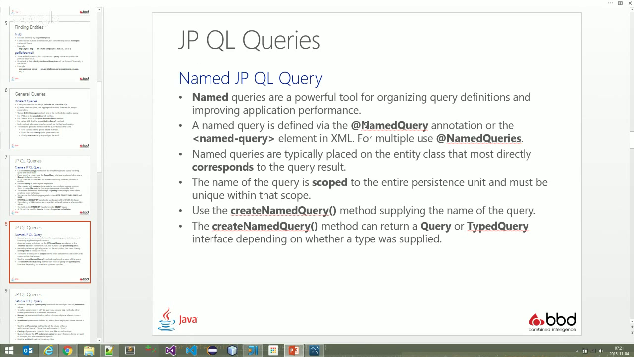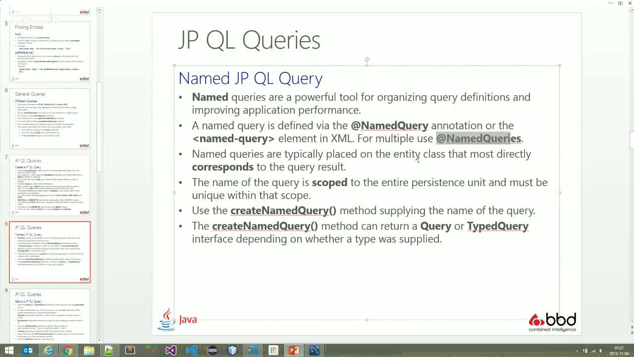One way of doing it is using the @NamedQuery annotation on top of the class. You generally try to put the named query above the class that's the main component of what you're going to be returning. If you're going to be returning employees, put it above the Employee class. If you're going to be returning departments, put it above the Department class. But it doesn't really matter where you put it; it just needs to be somewhere. You can also use a named-query element in XML. And if you have more than one named query, you can use the @NamedQueries annotation and list your named queries in there.